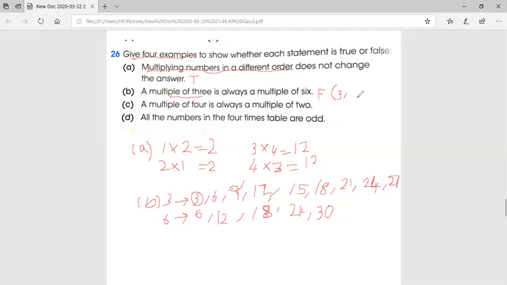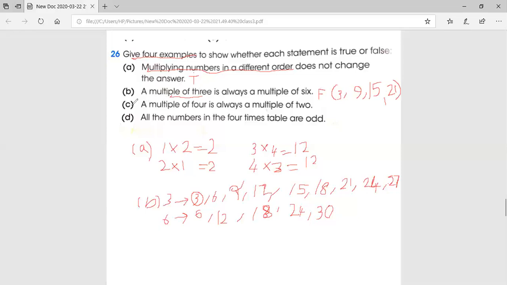12, yes, it is in the 6 table. 15 is not in the 6 table. 18, yes, it is in the 6 table. 21 is not in the 6 table. It goes on like this. There are a lot of numbers in the 3 table that are not in the 6 table. So this statement is false.